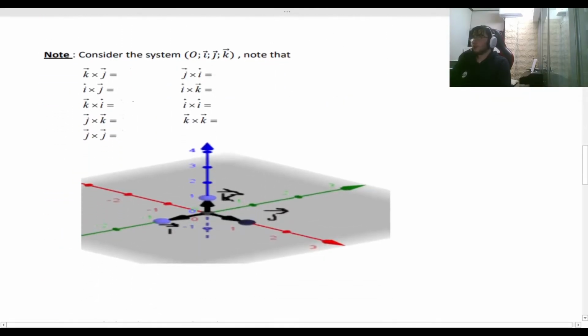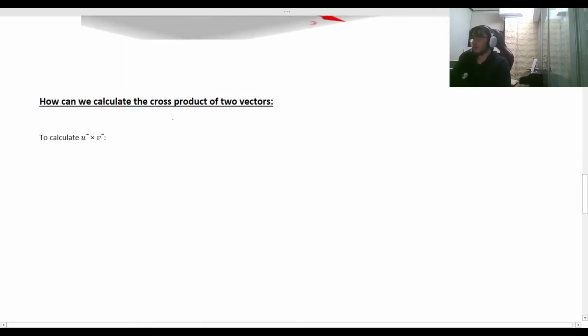Okay, so let's continue. Let's solve these exercises. K vector cross J vector, we're moving in a clockwise direction while naming, so it should be equal to negative I vector. I vector cross J vector, we're moving in an anti-clockwise direction, so it is equal to K vector. K cross I vector, we're moving in an anti-clockwise direction, so it's equal to J vector. Of course, J vector cross J vector is equal to 0 vector, since they have the same direction, same to all of these. You can continue them for practice.